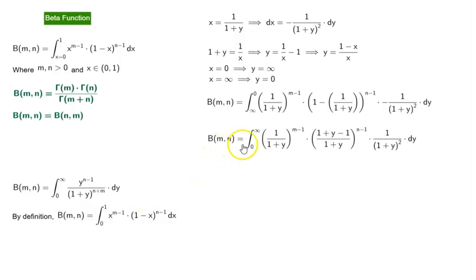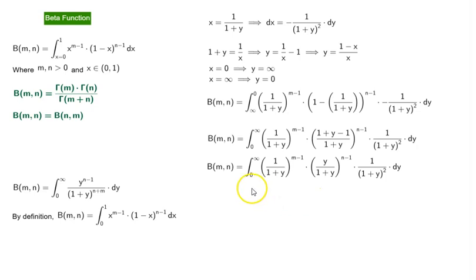Now, beta of m comma n is equal to the integral from, you see this minus sign? We can get rid of this by changing the limits, because we know anyhow it will come out of the integral. So integral from 0 to infinity of 1 by 1 plus y to the power of m minus 1, times 1 plus y minus 1 by 1 plus y to the power of n minus 1, times 1 by 1 plus y square dy.